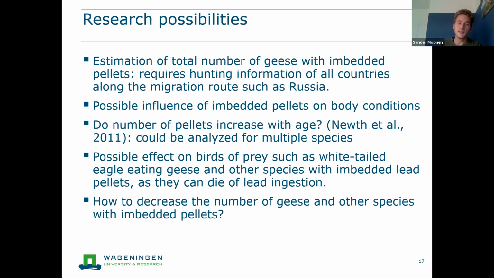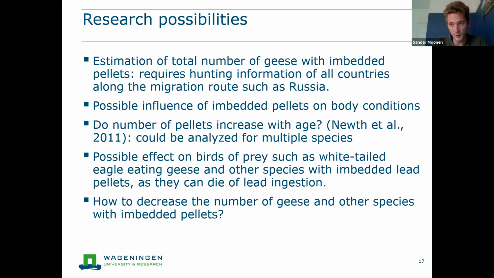Not only looking at geese, we could also look at birds of prey. Possible effects of birds of prey, such as the white-tailed eagle eating geese and other species with embedded lead pellets, could cause an increased death of white-tailed eagles, as lead ingestion could mean death for a white-tailed eagle.